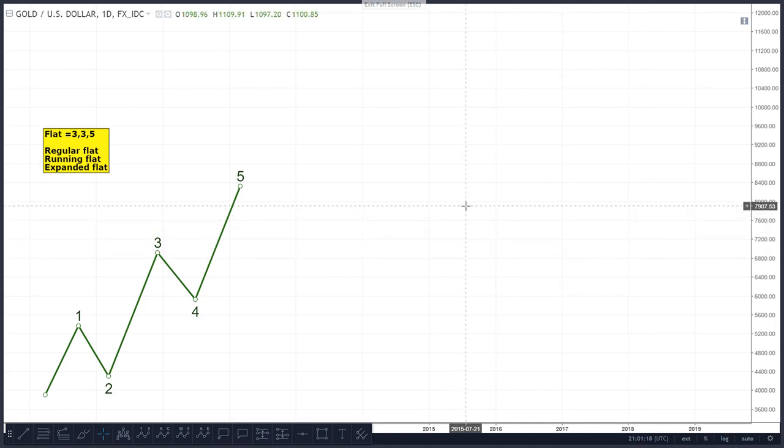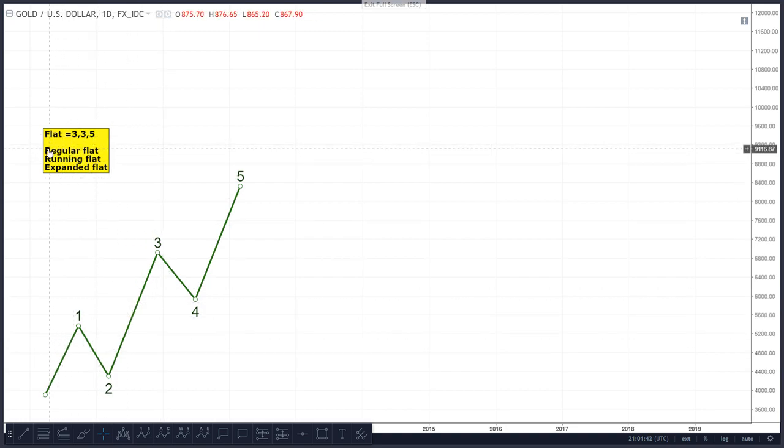We'll focus on the flat patterns, which, as you can see here, I've referred to as a 335 wave count. What that means is it's made up of an A, B, C, and the subwave count of A is 3 waves, the subwave count of B is 3 waves, and the subwave count of C is 5 waves.